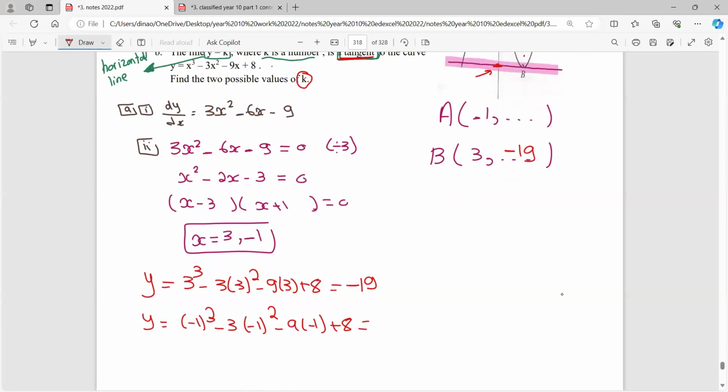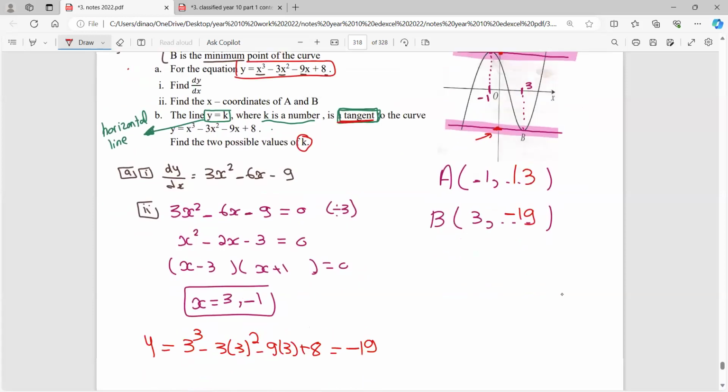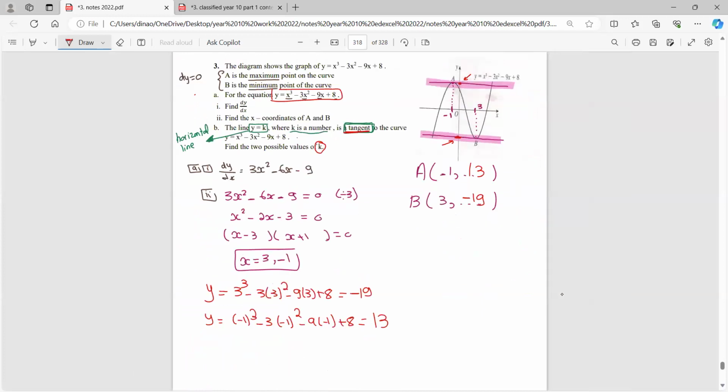I am often afraid of calculating something wrong. 3 power 3 minus 3 times 3 squared, and again with negative 1: negative 1 power 3, minus 3 times negative 1 power 2, minus 9 times negative 1 plus 8. It came out 13, and of course it makes sense. So this is another question related to turning points.